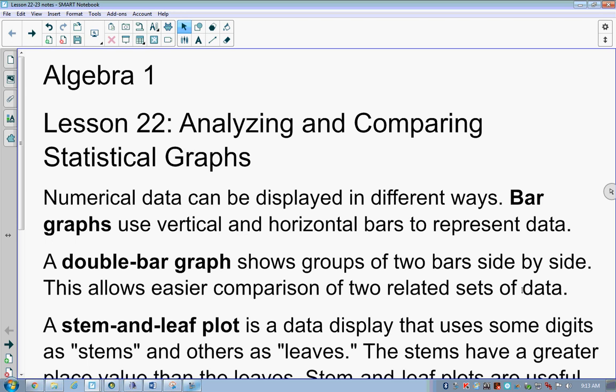Things that we're fairly familiar with? Somewhat. Okay, so still not a whole lot of new information. It's just different ways to display statistical information.